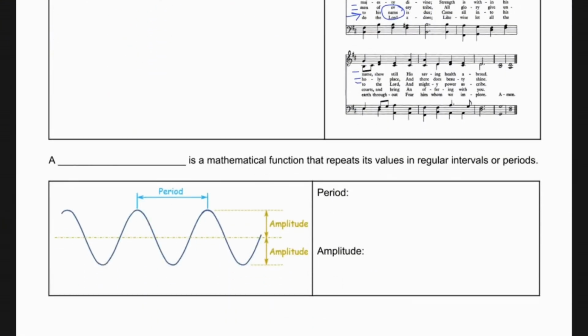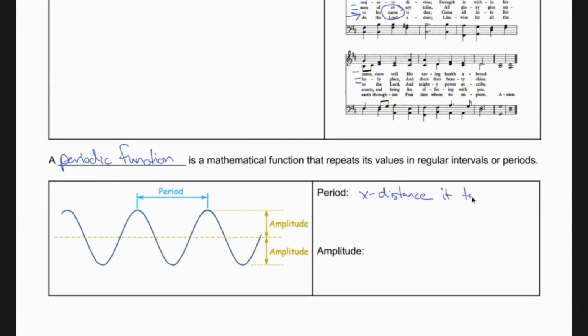All right, so a periodic function is a mathematical function that repeats its values in regular intervals or periods. So we've seen this before in Unit 1. We've got these wavy looking things, right, that kind of repeat over and over and over again. Whenever we would have a Ferris wheel problem or a car is going around in a circle problem, we had these wavy looking things.